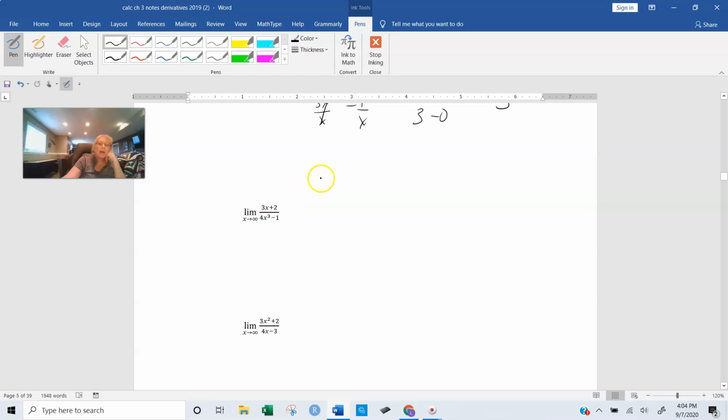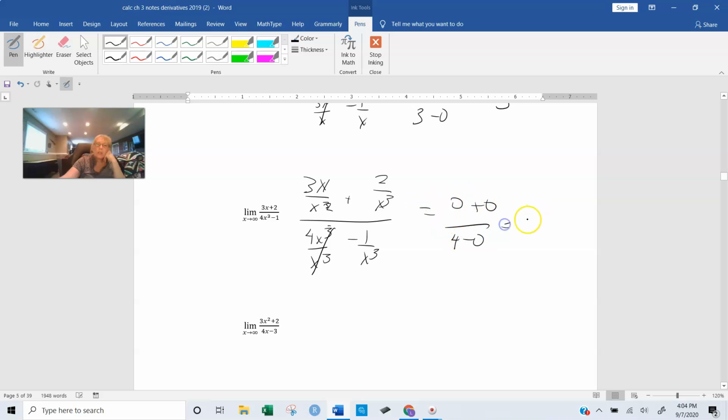So now we're dividing by x cubed. So we have 3x over x cubed plus 2 over x cubed, 4x cubed over x cubed minus 1 over x cubed. Okay, this is going to cancel. This here still has a squared, still in the denominator. So this is 0 plus 0 over 4 minus 0, which is 0.